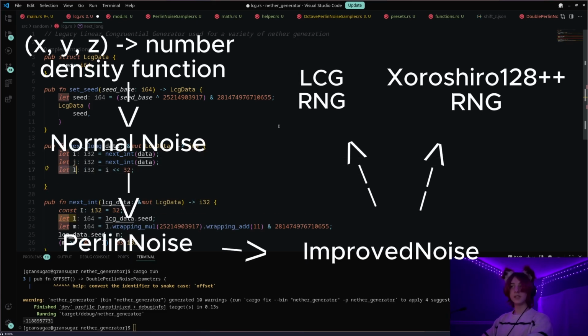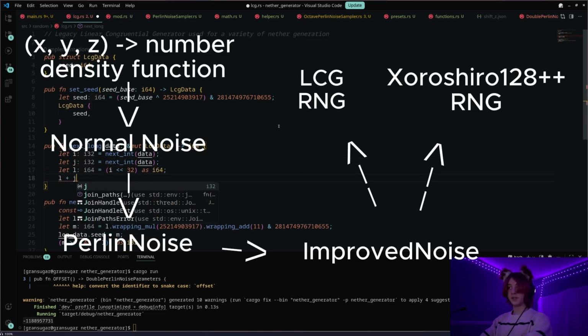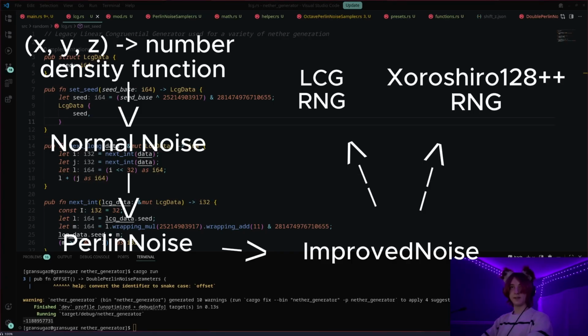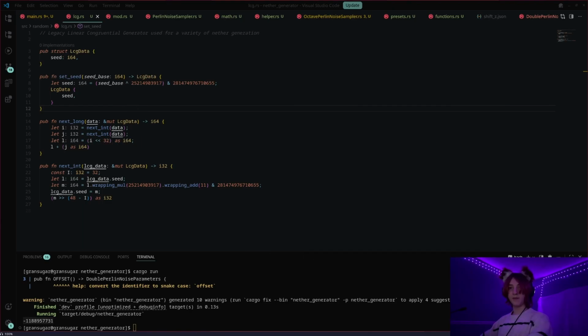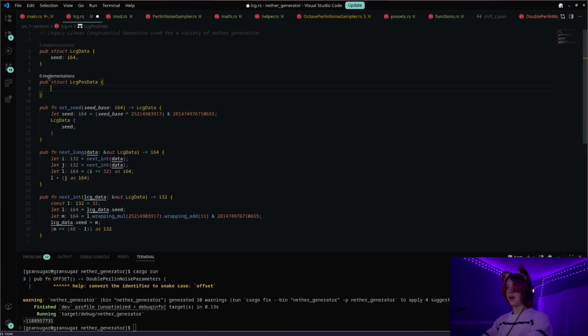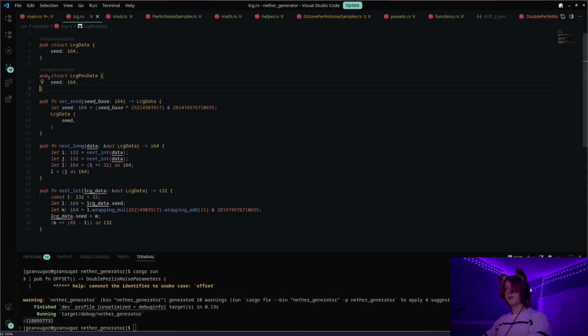Okay, density functions, they depend on something called normal noise. Normal noise depends on something called Perlin noise. Perlin noise depends on something called improved noise. Improved noise depends on two types of random generators, the Xoroshiro128++ generator and the old LCG generator called the Legacy Random Source. The first thing I needed to do is to implement this random generator and all the noises above it. So the first thing I did was make the Xoroshiro random generator.